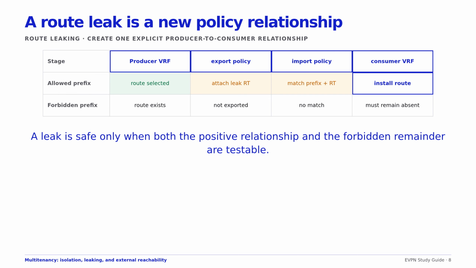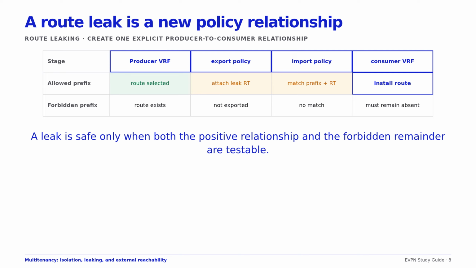Route leaking deliberately crosses a boundary. Treat it as a new service with an owner, direction, address family, prefix set, next hop model, and rollback. A shared DNS resolver may need routes from tenants to the service and a return path from the service to each tenant. It does not need blue to import gold.